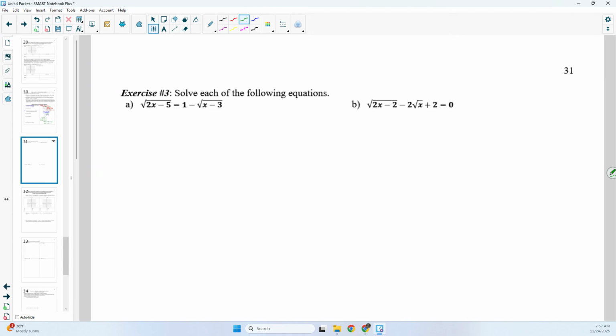So here is the first one. I see already that one of my square roots is isolated, the square root of 2x minus 5. So I'm ready to go right into the squaring step. So over here, that directly cancels. On this side, we have subtraction, right? So we have to write this twice and then distribute.